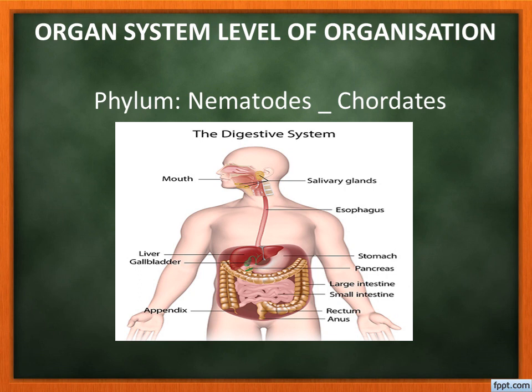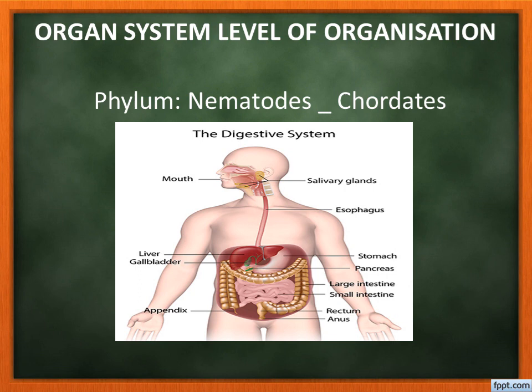Is it clear? We could see this from nematodes to chordates. Have you noticed? The first one, cellular level of organization, is present in the first phylum Porifera. Tissue level of organization is present in Coelenterata. Then organ level of organization we see in Platyhelminthes. Then organ system level of organization comes from the forthcoming ones, that is, nematodes to chordates.